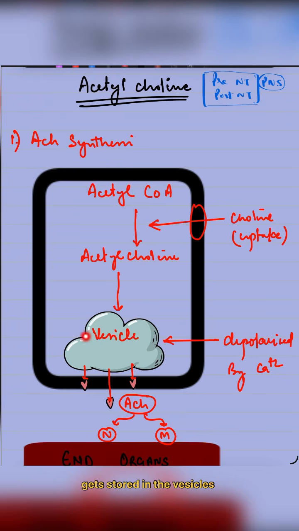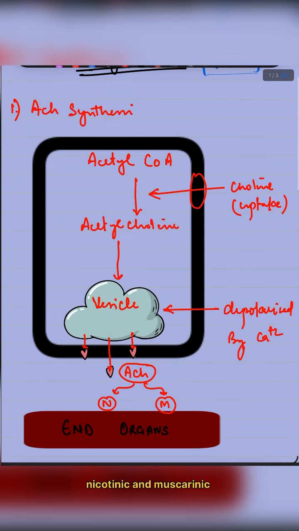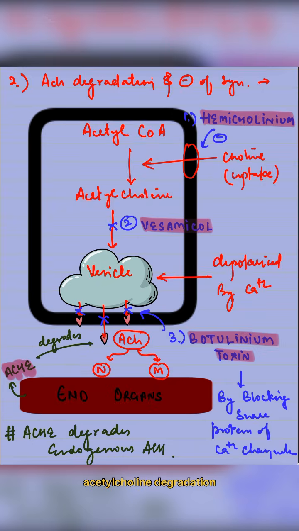Acetylcholine then gets stored in vesicles, and when the nerve cell gets depolarized by calcium, these vesicles fuse with the cell membrane and release acetylcholine to the outside. Acetylcholine then goes to its nicotinic and muscarinic receptors that are present on the end organs and does its function.